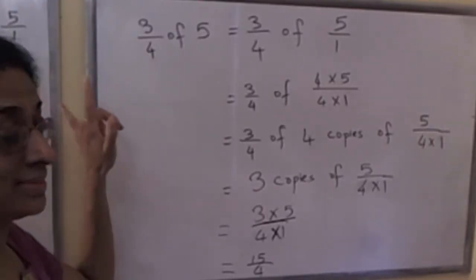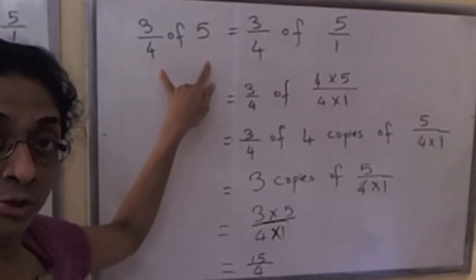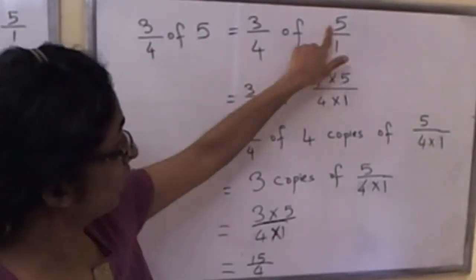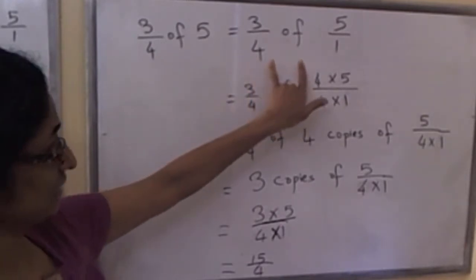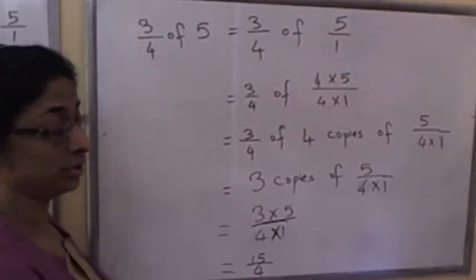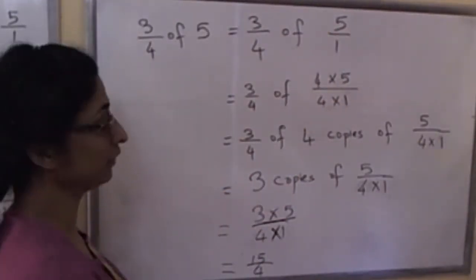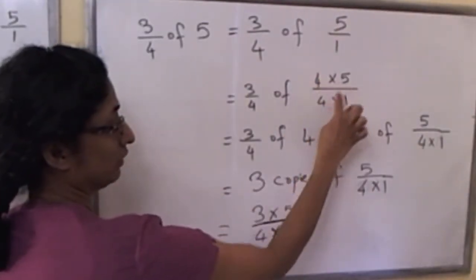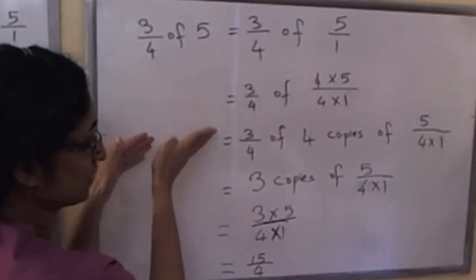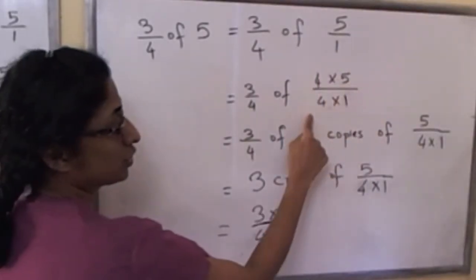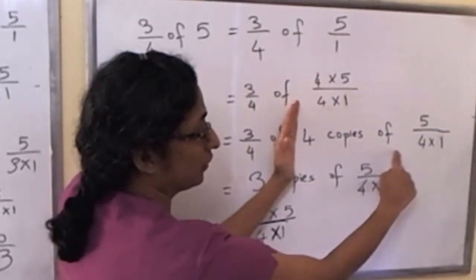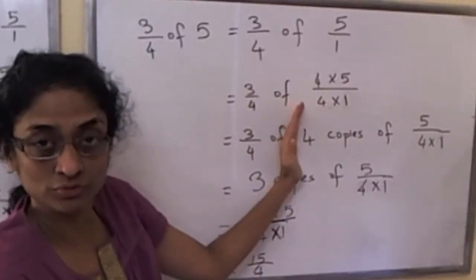As before, let's take another look at 3/4 of 5 from a slightly different perspective. I can rewrite 5 as 5 over 1. So 3/4 of 5 is exactly the same as 3/4 of 5 over 1. Now here 5 is not a multiple of 4. So what I do is I use FFEF and rewrite 5 over 1 as 4 times 5 over 4 times 1. We can do that. And so now from this step to this step, I view 4 times 5 over 4 times 1 as 4 copies of this fraction, 5 over 4 times 1.